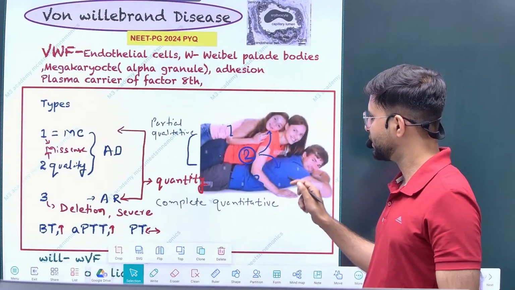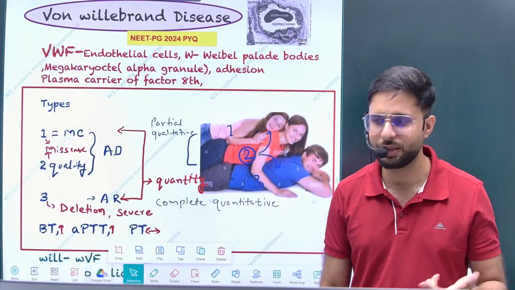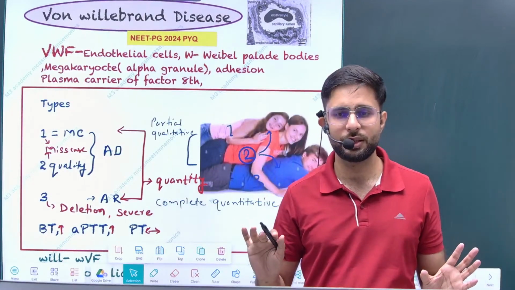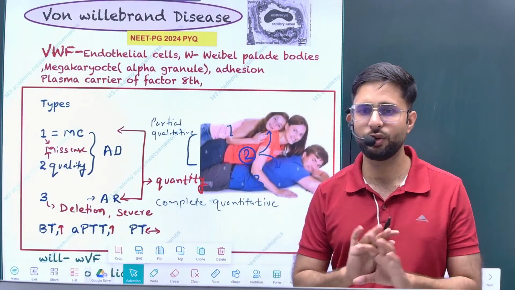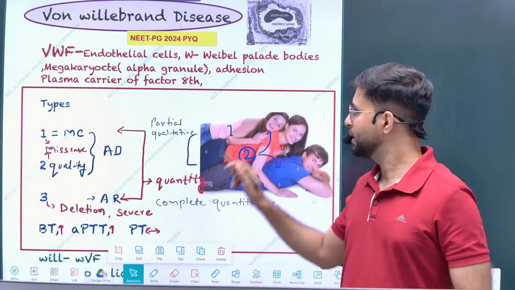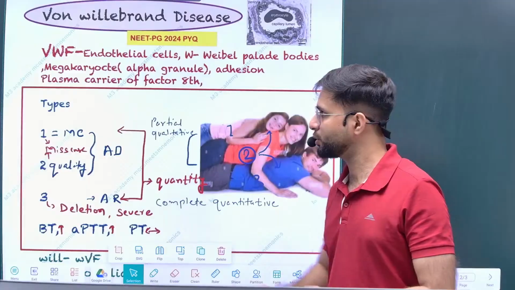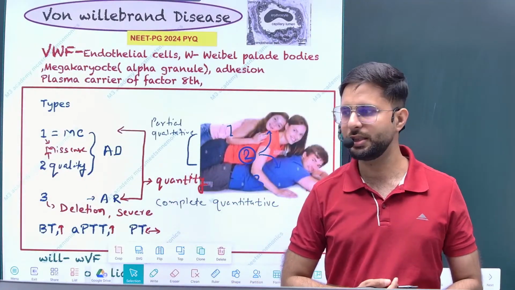So the third person is bearing the weight of the second and the first person. Yes, so the first person is in the most common position because the first person has no weight of any other person. She is feeling very free, so the most common position is first. So the most common type of von Willebrand disease is the first type.